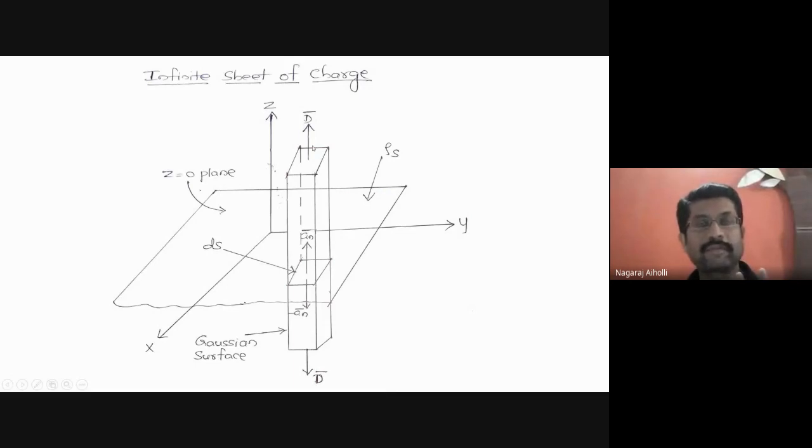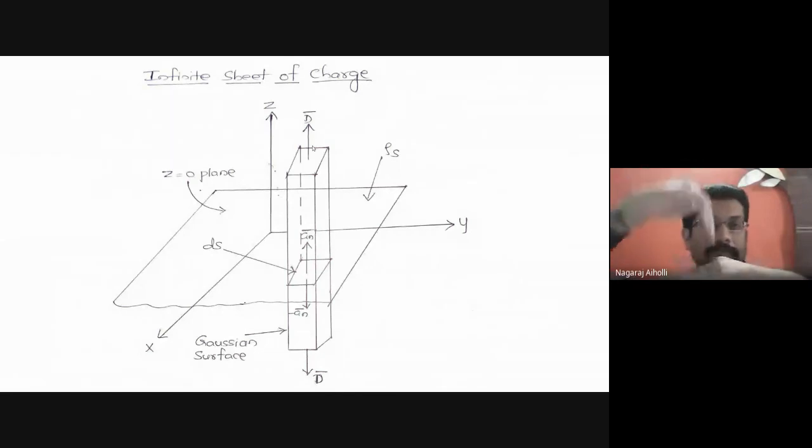As I told you all to remember, the electric flux density is applicable only to symmetrical surfaces, and the electric flux density is perpendicular to the Gaussian surface. A Gaussian surface is a surface over which we apply the Gauss theorem or Gauss law. Such surfaces are called Gaussian surfaces. For such surfaces, the electric flux density is always perpendicular.